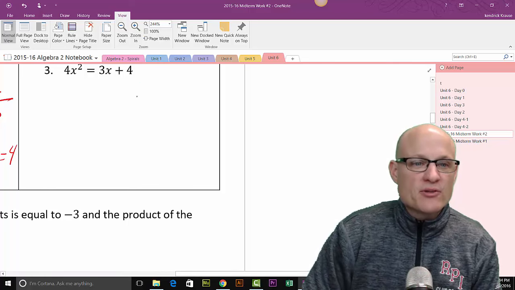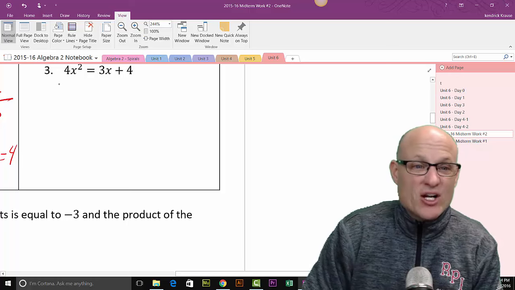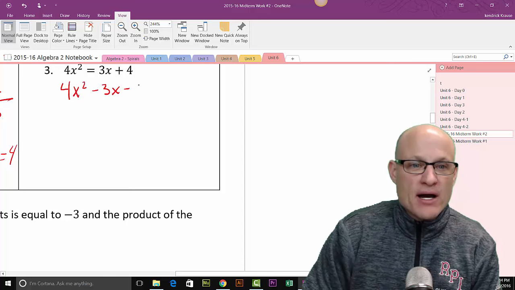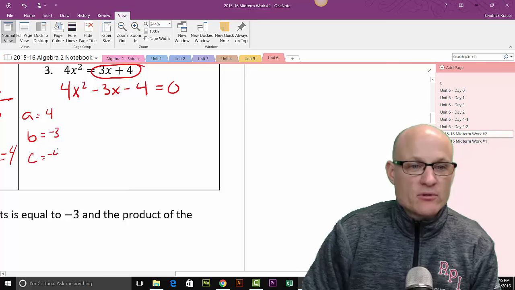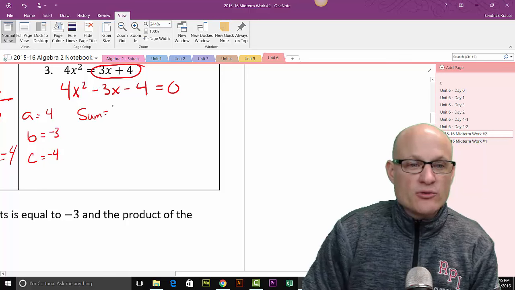All right, so let me start writing. So anyway, we have to get our quadratic in standard form. So it's 4x squared minus 3x minus 4 equals 0, because these two things had to go to the other side. Now I can write down what a equals 4, what b equals -3, and what c equals -4. And I remember that the formulas are sum is equal to -b over a, or in other words, +3 over 4.